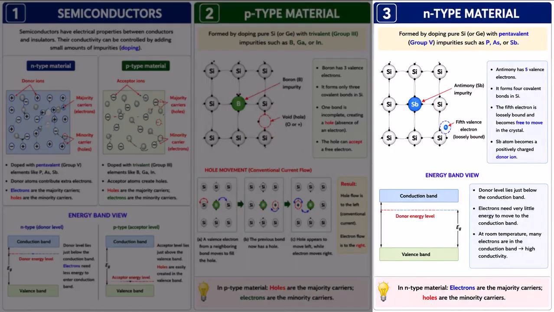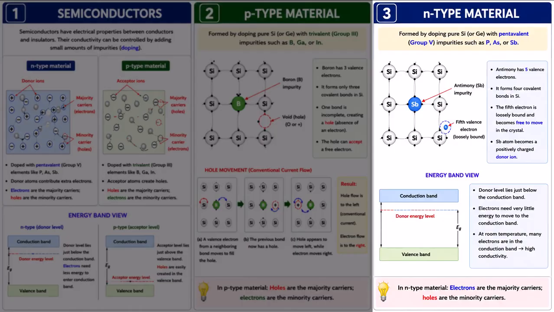Now let us consider N-type material. N-type material is formed by adding a pentavalent impurity to pure silicon or germanium. Pentavalent means the impurity atom has 5 valence electrons. Examples are phosphorus, arsenic, and antimony. Silicon requires only 4 electrons for covalent bonding. So 4 electrons of the pentavalent impurity form bonds with neighboring silicon atoms. The 5th electron is left over.